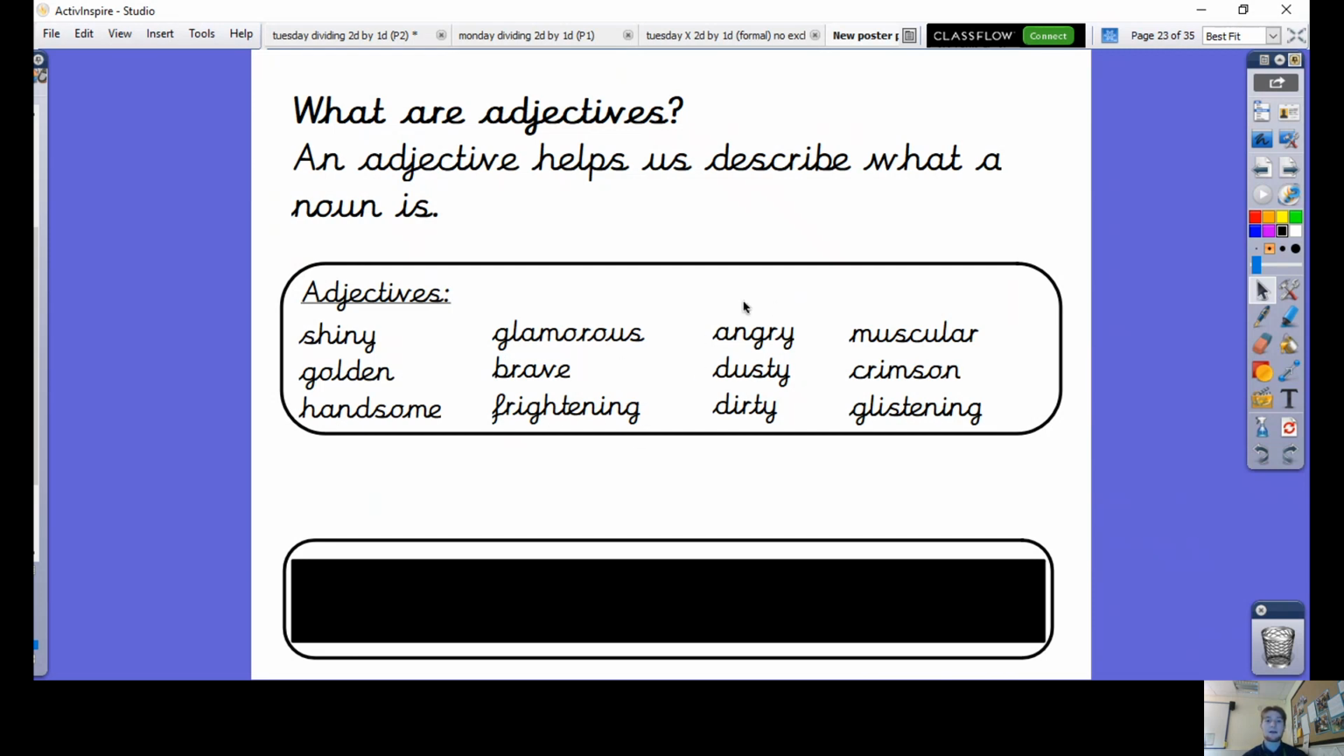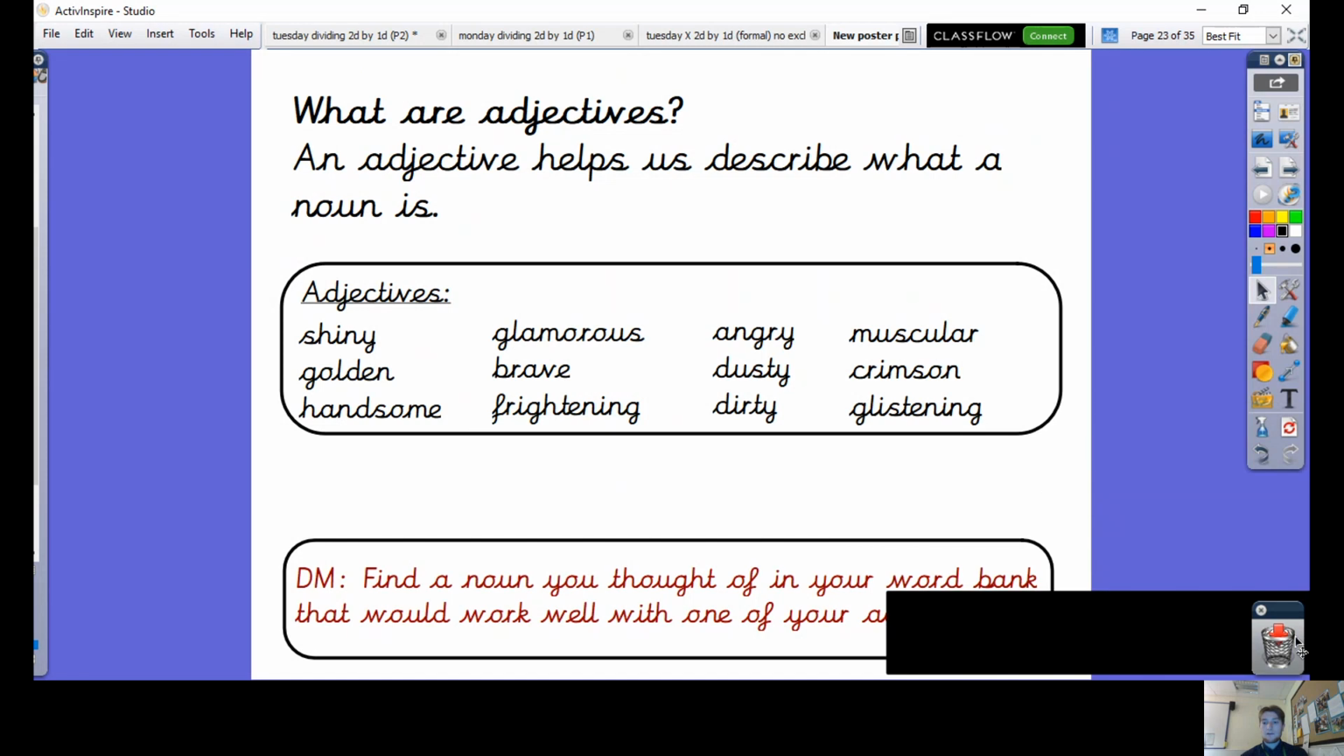Frightening, angry, dusty, if we're describing dirt, or the roads, if we're doing some research on Roman roads. Muscular, again, to describe a soldier maybe. Crimson, that's another nice colour. Crimson is quite a dark red. Finally, glistening, that's another way to describe an object maybe.